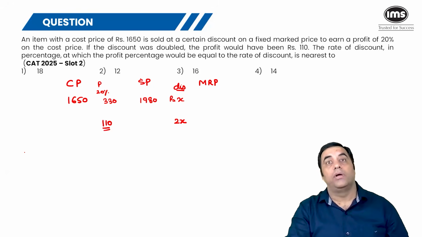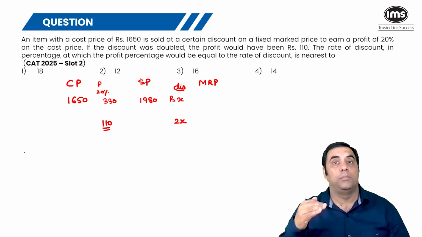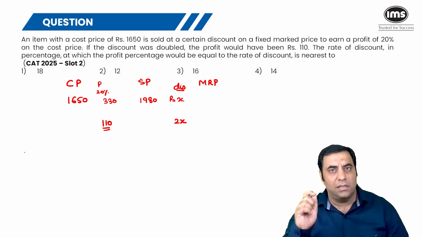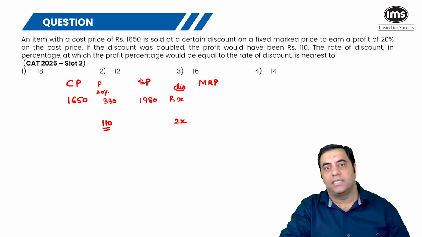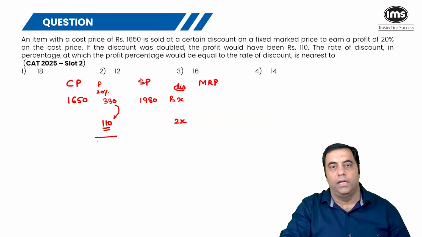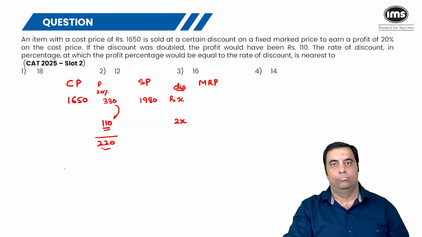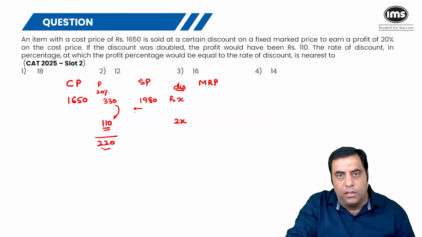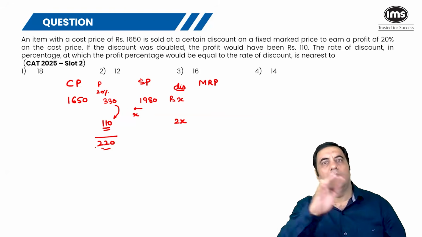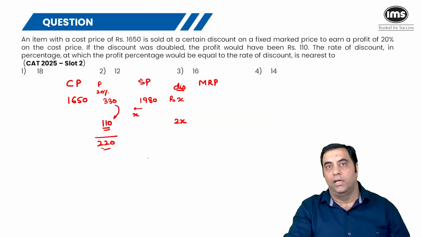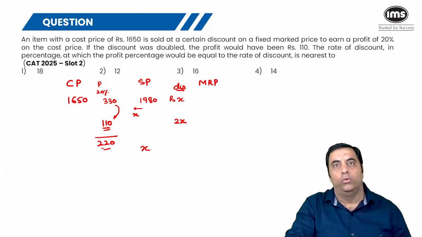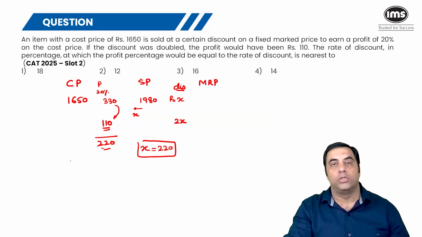And why is it 110? Because now the discount is increased by X rupees. If you look carefully, that decrease of X in the selling price decreases my profit by 220. So the selling price is further decreased by X because of X rupees more discount, and hence my profit reduced by 220. So can I say that the discount reduced the selling price by X, and that means my profit is reduced by 220. From there, I got to know that the value of X is going to be 220.